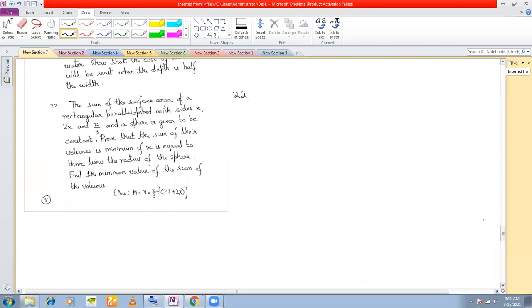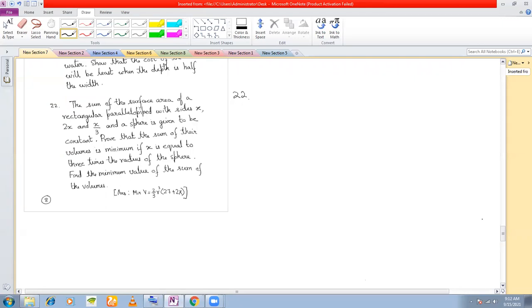The question here is the sum of the surface area of a rectangular parallelopiped. What is a parallelopiped? You can consider it to be a cuboid, a long cuboid, okay, like a cuboidal pipe, with sides x, 2x, and x by 3. And a sphere is given to be constant. The sum of the surface areas of this rectangular parallelepiped and a sphere is given to be constant. Prove that the sum of their volumes is minimum if x is equal to 3 times the radius of the sphere. Find the minimum value of the sum of the volumes.